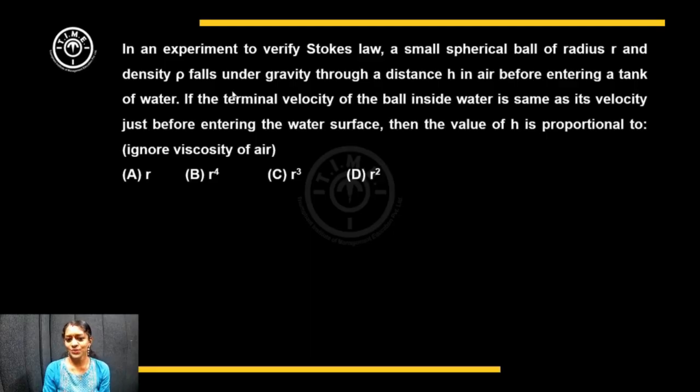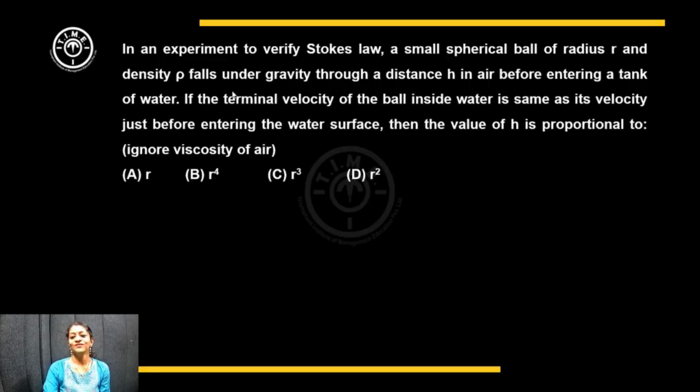Now let's see the next question. This is also a previous year question from the recent JEE Mains paper. In an experiment to verify Stokes' law, a small spherical ball of radius r and density rho falls under gravity through a distance h in air before entering a tank of water. If the terminal velocity of the ball inside water is same as its velocity just before entering the water surface, then the value of h is proportional to dash.